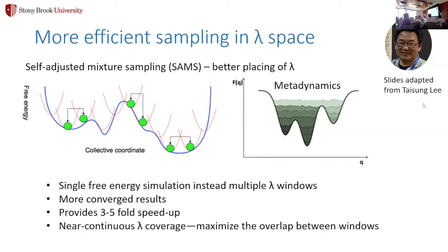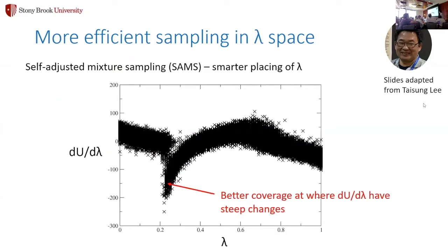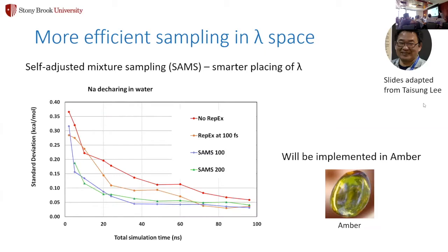All right. So the result is just a continuous spray of the lambda windows. It just covers everywhere. Usually, if you have discrete lambdas, you probably will miss some of the dV/dlambda that's changing rapidly here. So this is one of the advantages, and they converge much faster than the regular replica exchange method. So we'll see this in Amber in the future.